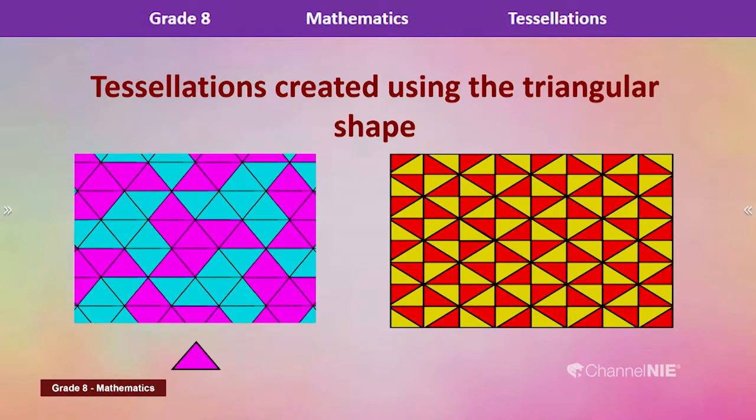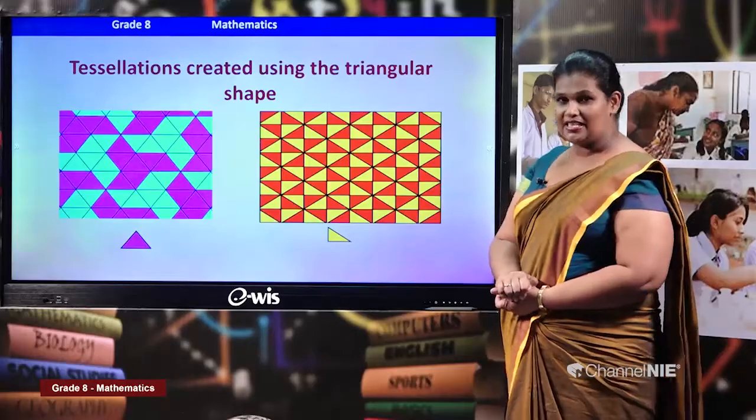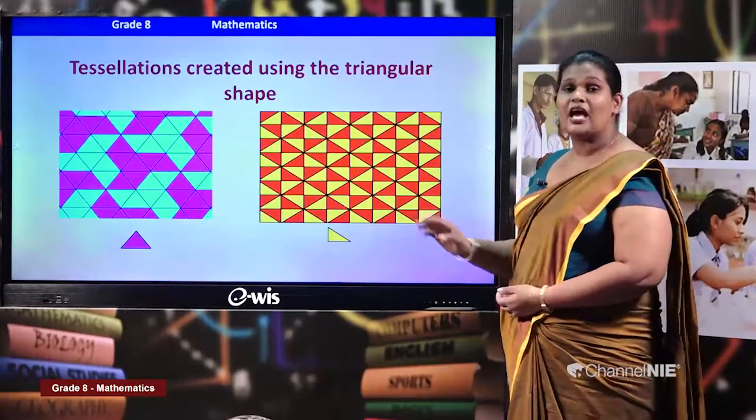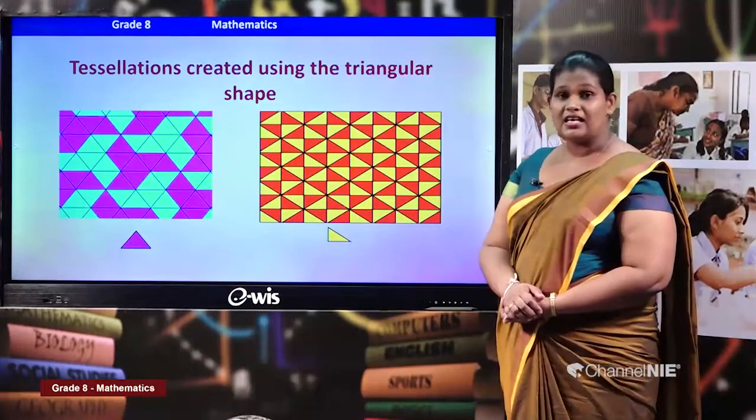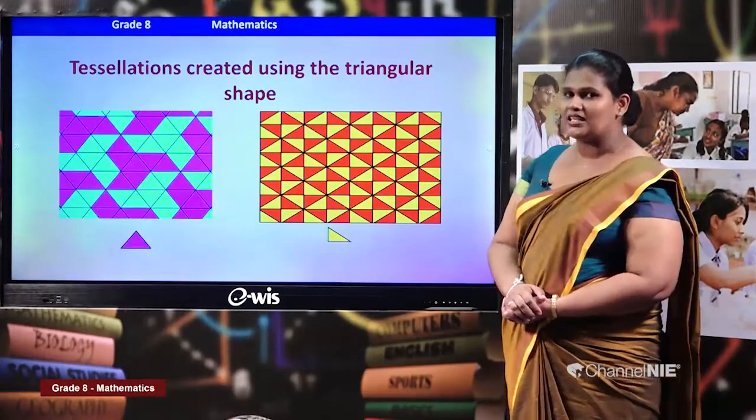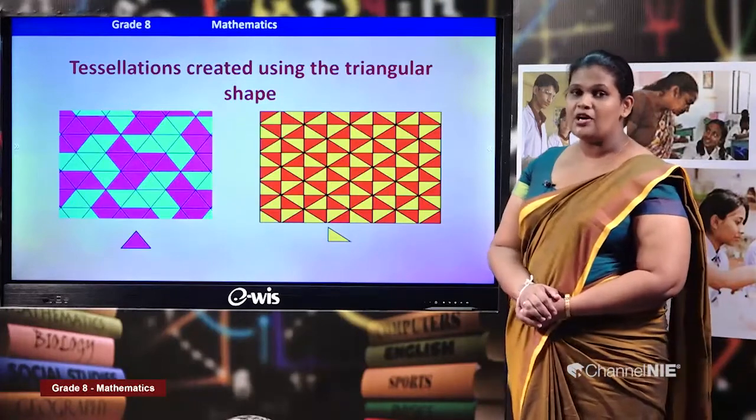Once again we have only triangles there. We can name those triangles as right angle triangles. Isn't that so? You have learned the types of triangles in previous grades. Right. Now, once again here we have right angle triangles of two different colors. Some are in yellow color and some are in red color.